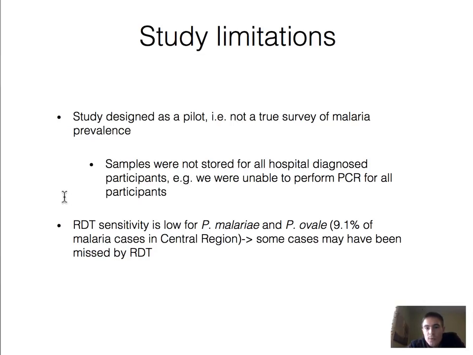It's important to note that this study was designed as a pilot study and not as a true survey of malaria prevalence. Therefore, it has some limitations. For example, we didn't have access to all the samples for all of the participants. They were not stored, and therefore we were unable to perform PCR for all of these participants. RDT sensitivity is quite low for non-falciparum parasites, and we think that some cases may have been missed by RDT for parasites such as P. malariae and P. ovale.